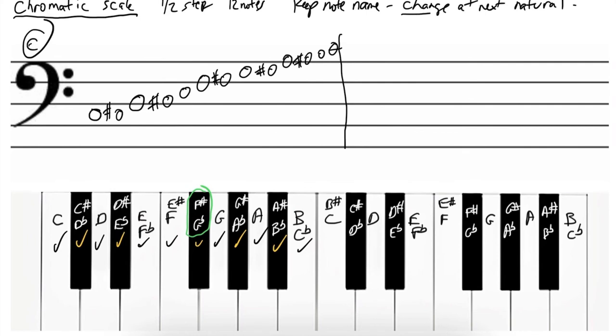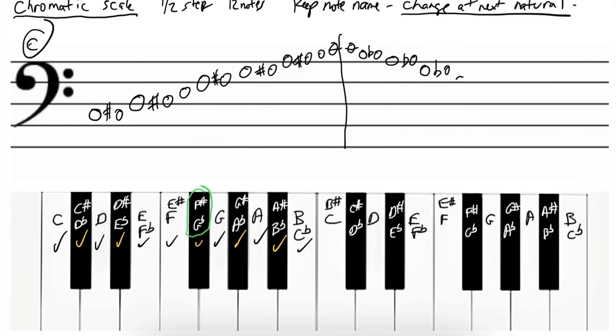Let's bring that scale back down. Remember, we change at the next natural note. So we start with a C. For our purposes, we will go to a B. We hang on to that B, and our next note we'll use B flat, and then we change to A. We hang on to the A, and we have A flat, and then we have G.